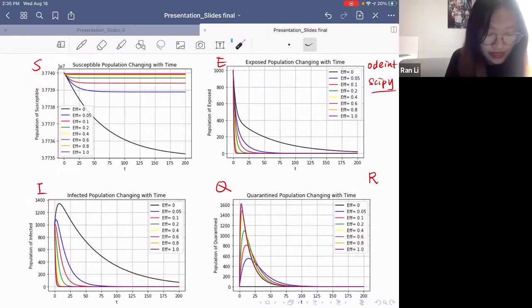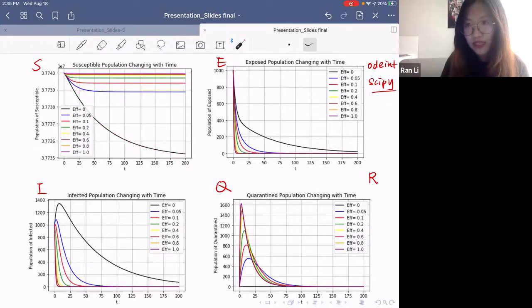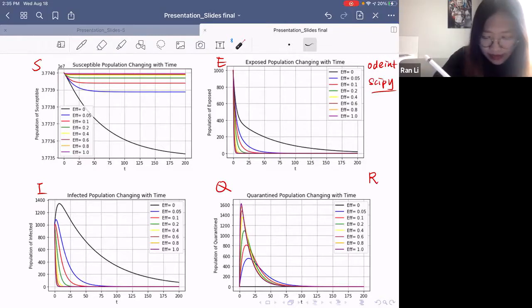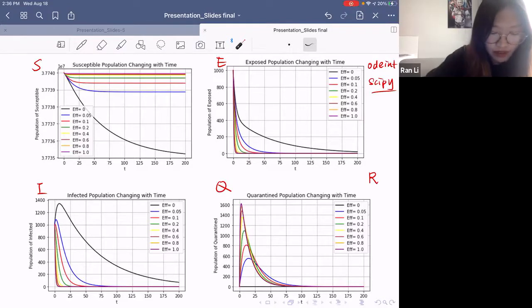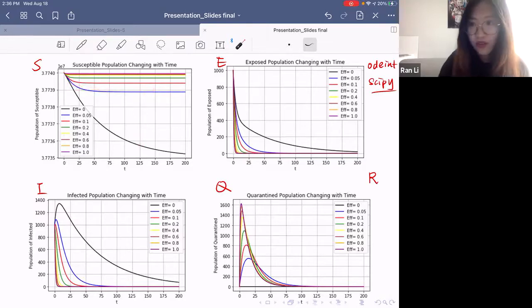So for S, we plot how the susceptible population changes with time for different effectiveness of rapid test. And the black curve is for effectiveness equal to zero. So this is completely no rapid test. So it means that there is completely no quarantined population, right? For that case, we can see that the susceptible population drops very quickly. So it means that more and more people get infected quickly. However, if we introduce rapid test, say here, effectiveness equals 0.05, you can take a look at this blue curve. We find that the susceptible population stays larger for much longer, right? There is a huge difference between these two curves. So you can see how effective quarantine is, or how effective rapid test is.